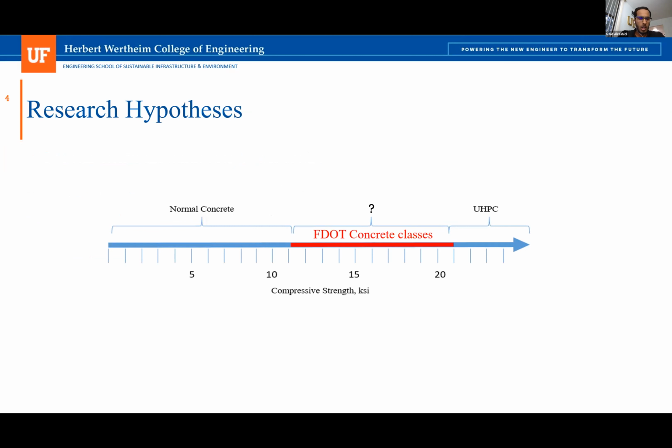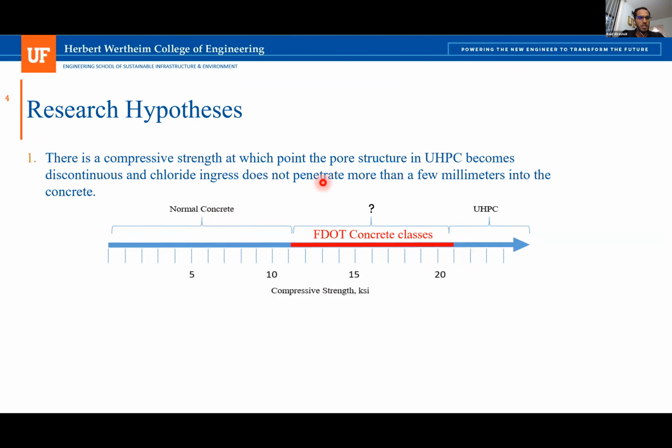First, if we look at the FDOT concrete classes, there is a whole range between the normal concrete and UHPC. That is probably a good concrete, but we are not taking advantage of it. So the first hypothesis is that in this range, there is a compressive strength at which point the porous structure becomes discontinuous and the chloride ingress does not penetrate more than a few millimeters into concrete.